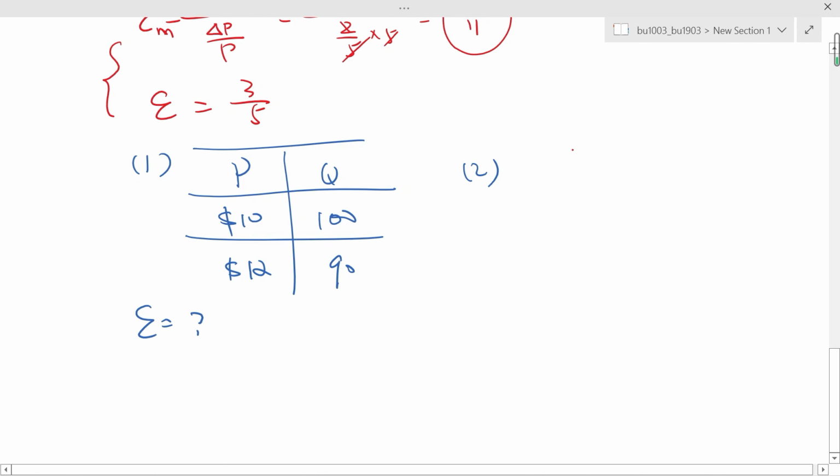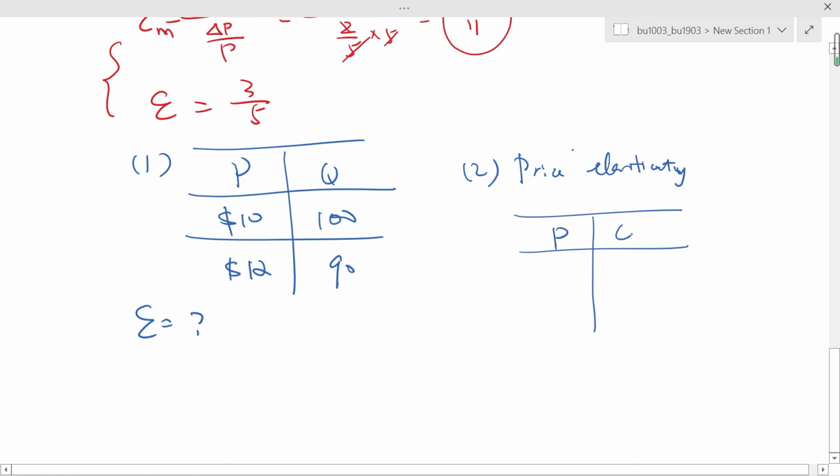In addition to price elasticity of demand, we can have other types of elasticity, for example income elasticity of demand, cross price elasticity of demand, and price elasticity of supply. So let's look at the price elasticity of supply. So this is supply for coffee, let's say.